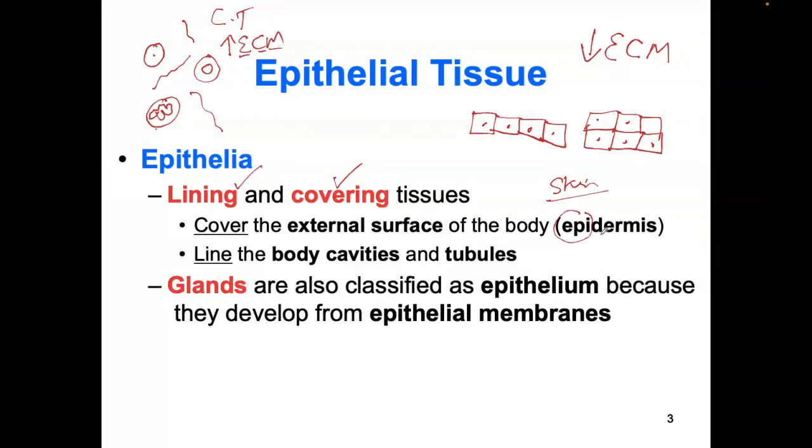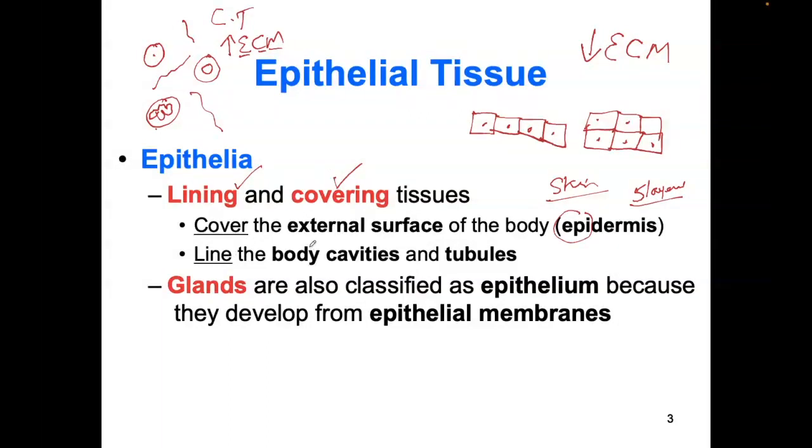So the epidermis is the part of the skin that you actually see with your naked eye. But the epidermis also has 5 microscopic layers that we'll talk about. So the epidermis of the skin is epithelium.